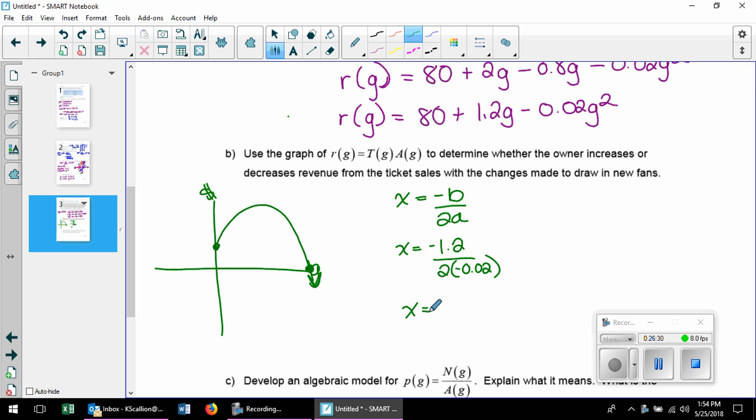What's x? I don't have a handy-dandy calculator. Anybody? Nobody else with a handy-dandy calculator? It's 30, isn't it? You might have just missed a 0. So if x is 30, what's y?